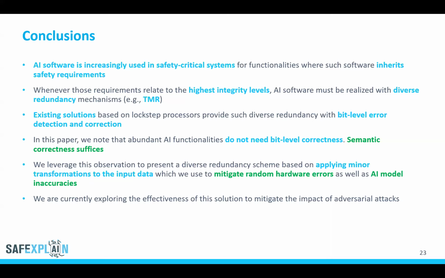And we're leveraging this observation to present a diverse redundancy scheme based on applying binary transformations to the input data, such as we saw, like horizontally flipping, adding some blurring, or things like this. And this allows us to mitigate random hardware errors and also some AI model inaccuracies. And we are currently exploring the effectiveness of this solution to mitigate the impact of adversarial attacks, and we plan to get a paper on this as well. So we'll use the same idea applied to a different concept.